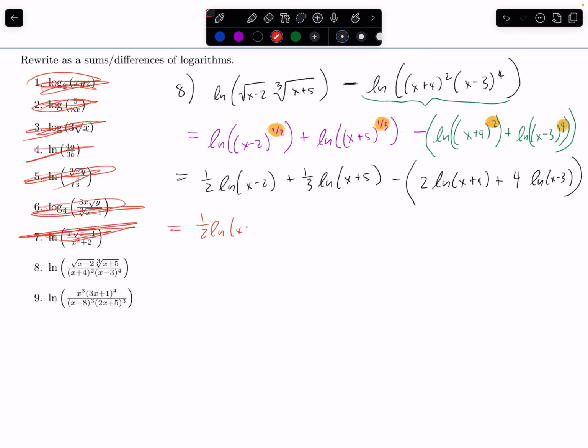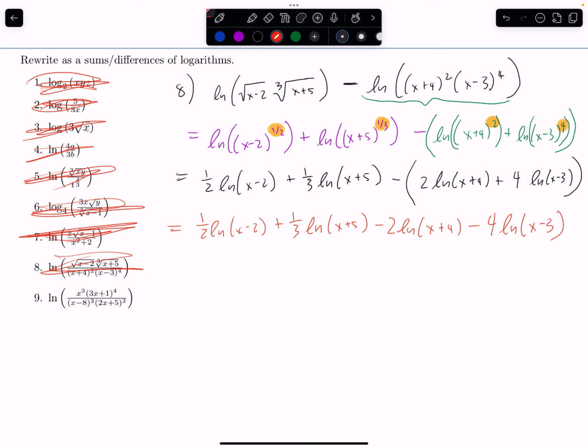Okay, it's half ln of x minus 2, just copying this part down, 1/3 ln of x plus 5, and now let's take care of this minus. This is going to be minus 2 ln of x plus 4, and then this is going to be minus that, right? So minus 4 ln of x minus 3. Okay, and that was number 8. There's your answer.